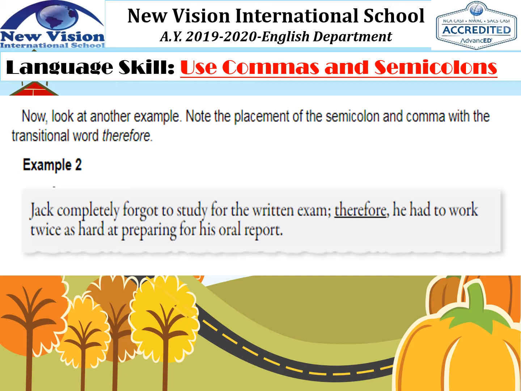Now, the author shows the cause and effect relationship. Got it? The cause is, Jack completely forgot to study for the written exam. So the effect or the result was, he must work harder to do well on his oral report. Got the idea? Great.